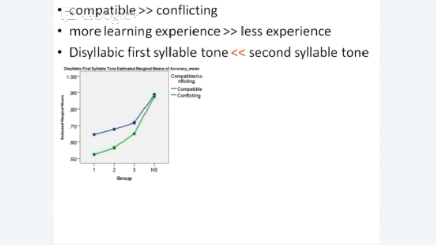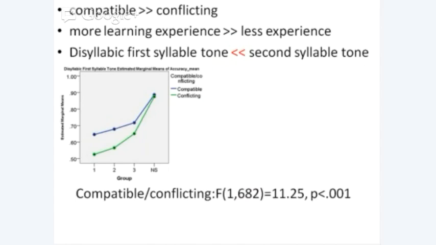So what about the compatible and conflicting context? The accuracy of compatible is really higher than the conflicting context. And you can see here, these are different groups, and the blue line is the compatible context, and the green line is the conflict. So we can see the compatible line is higher than the conflict line. And also there are learning effects as well, because the gap between the compatible and conflict accuracy mean is narrowing down with more learning experience.